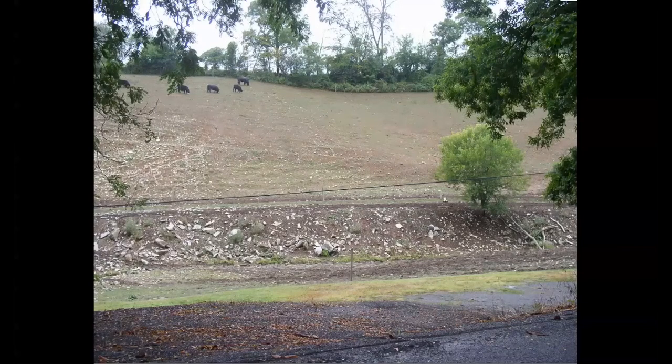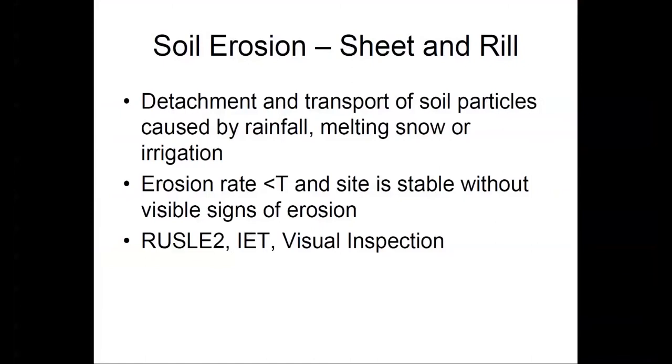So here we have a lovely pasture, and your basic resource concern here, or one of them, is soil erosion, sheet and rill. The definition is detachment and transport of soil particles caused by rainfall, melting snow, or irrigation. The erosion rate needs to be less than T, and the site needs to be stable without visible signs of erosion. That's what you're planning to. And here are the tools that you're using: the RUSLE2, the integrated erosion tool, and your visual inspection.